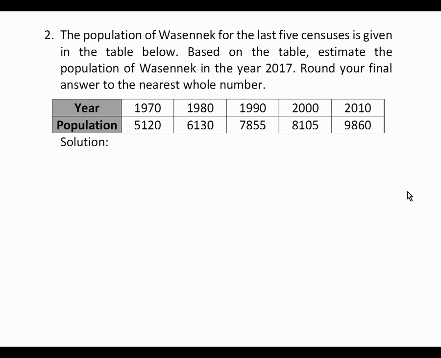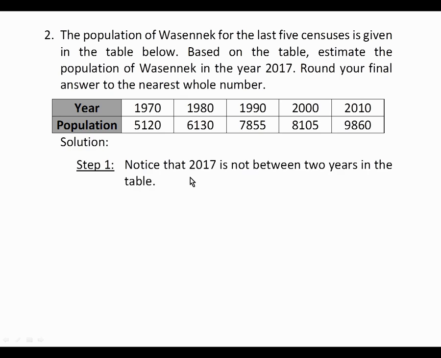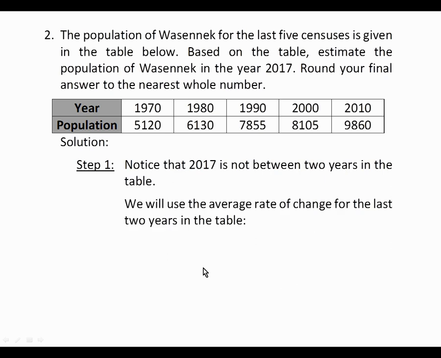So our solution. So step 1, notice that 2017 is not between 2 years in the table. It's actually beyond that. Now, if we were looking at 1960, we'd do something similar. We'll use the average rate of change for the last 2 years in the table. If we were doing 1960, for instance, we would use these two values for going to the left, and we're going to use these two values for going to the right.